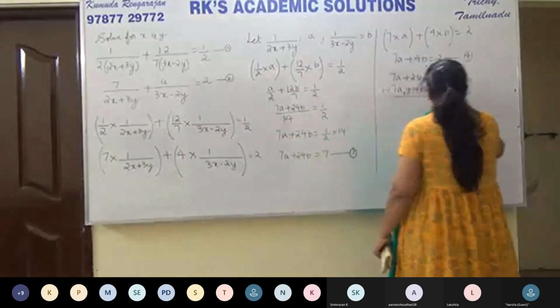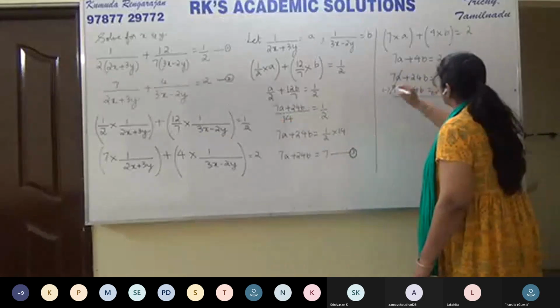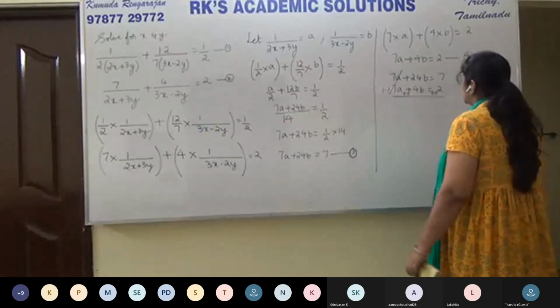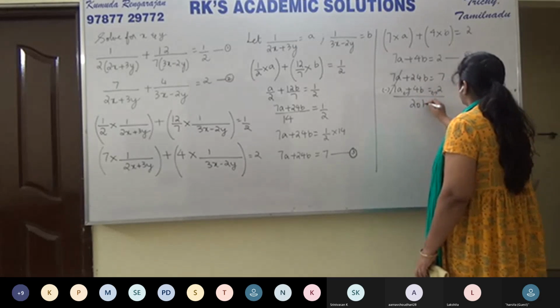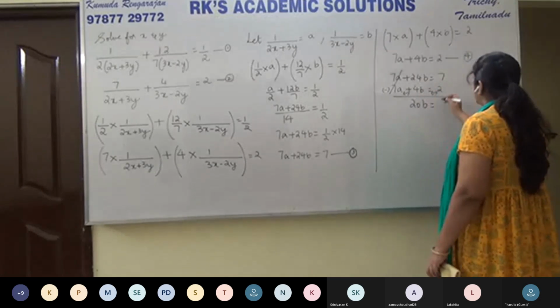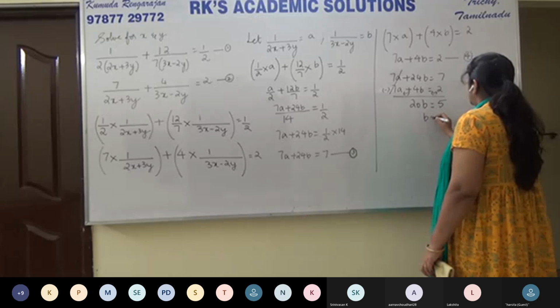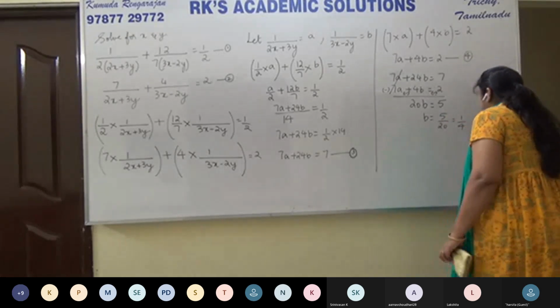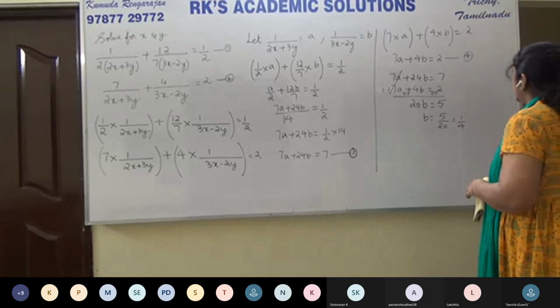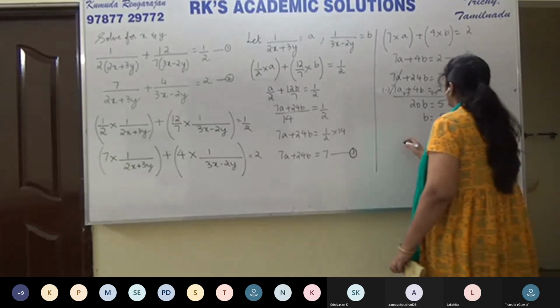So change the signs in the second equation. 7a minus 7a gets cancelled. 24b minus 4b, 20b is equal to 7 minus 2, 5. So b is equal to 5 by 20, which is equal to 1 by 4. The value of b is 1 by 4. Now let's substitute the value of b and find the value of a.